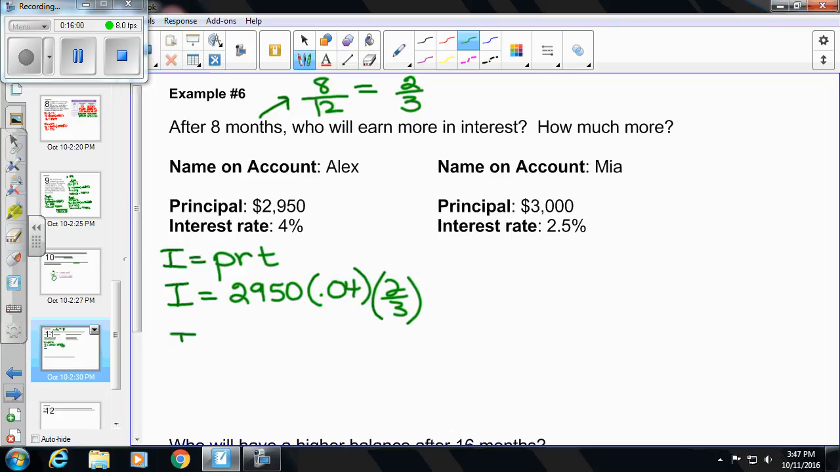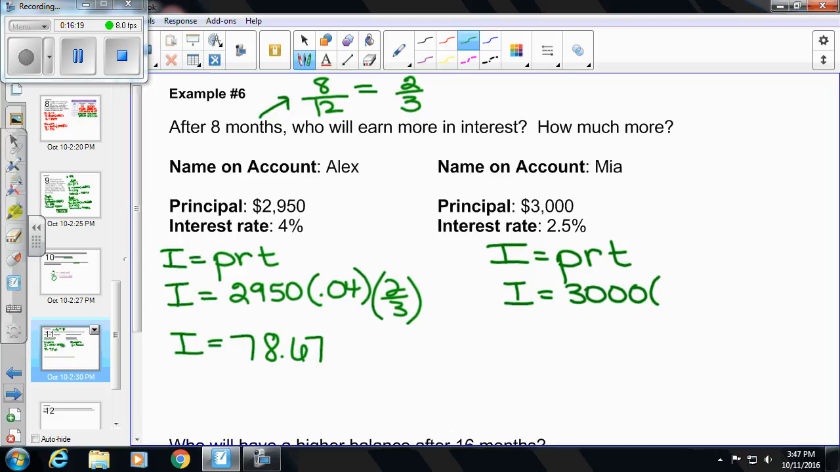So now when I do my arithmetic, Alex has earned $78.67. Let's see how Maya does. Make sure you convert your rate, and the time again is 8 months for 2/3 of the year. Do some arithmetic. I get $50.